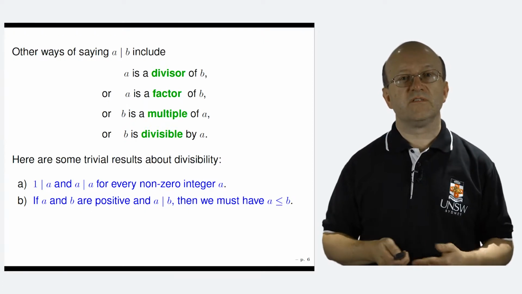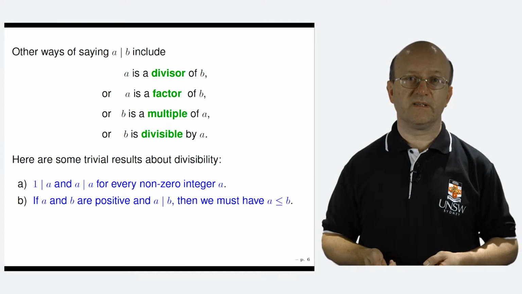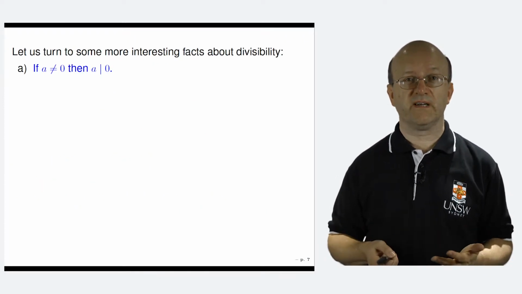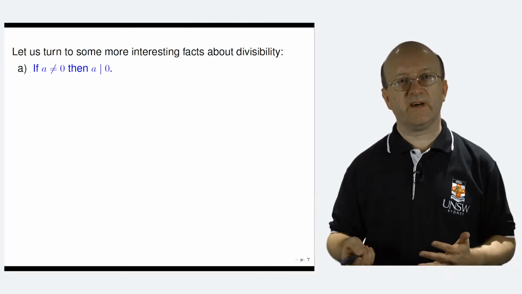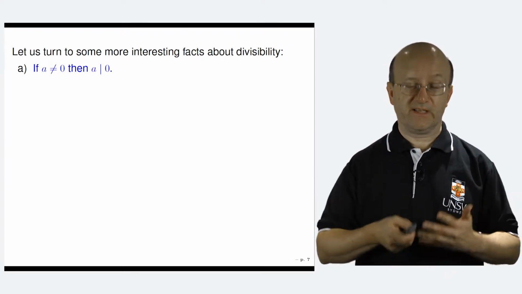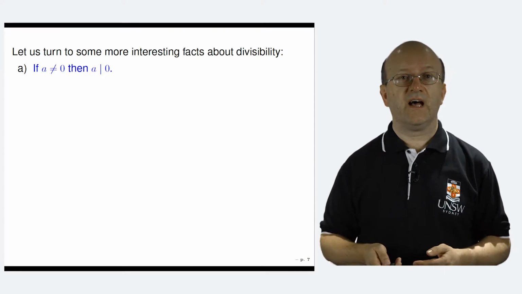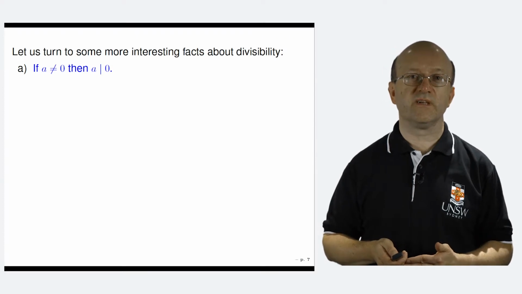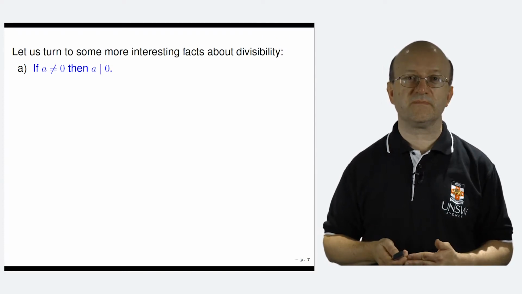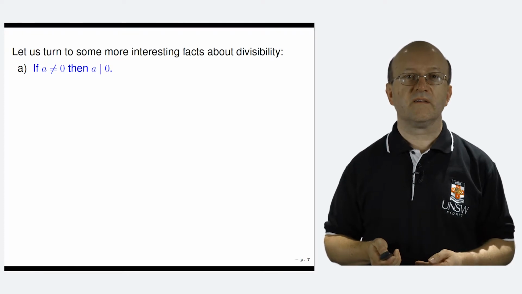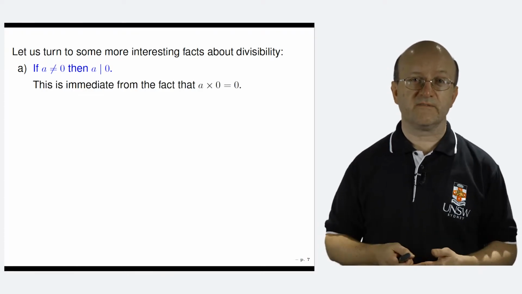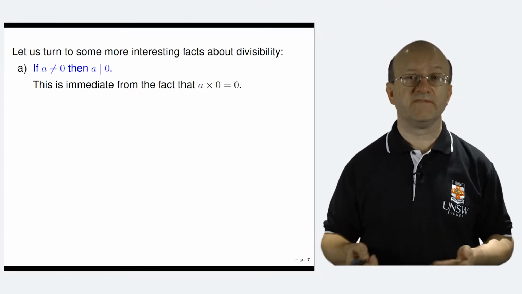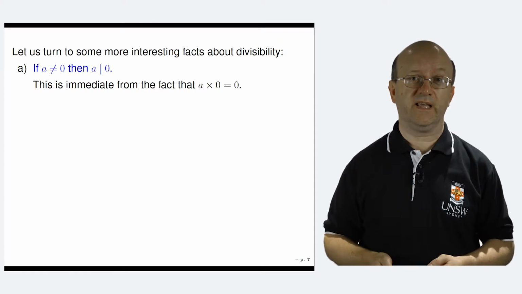So let's now turn to some slightly more interesting facts about divisibility. The first is that if a is not 0, then a must divide 0. We don't talk about 0 dividing anything, but we can say that a always divides 0. And again, this is quite simple to prove. If you want to think about this for a second or two before moving on, you can pause the video and do so. The proof in fact follows immediately from the definition that a times 0 equals 0. So a divides 0 for every non-zero a.